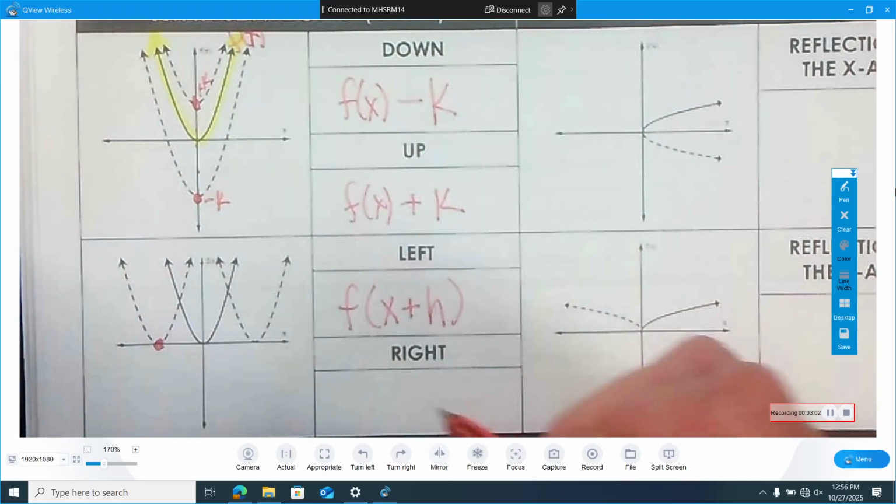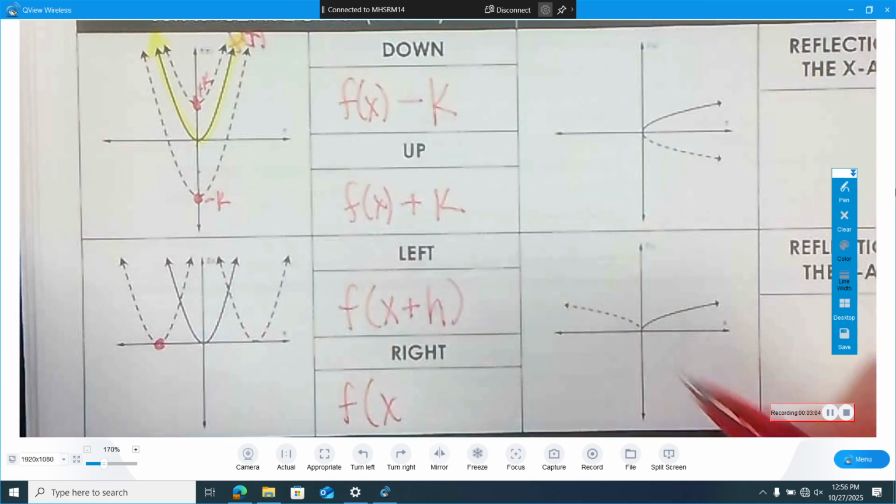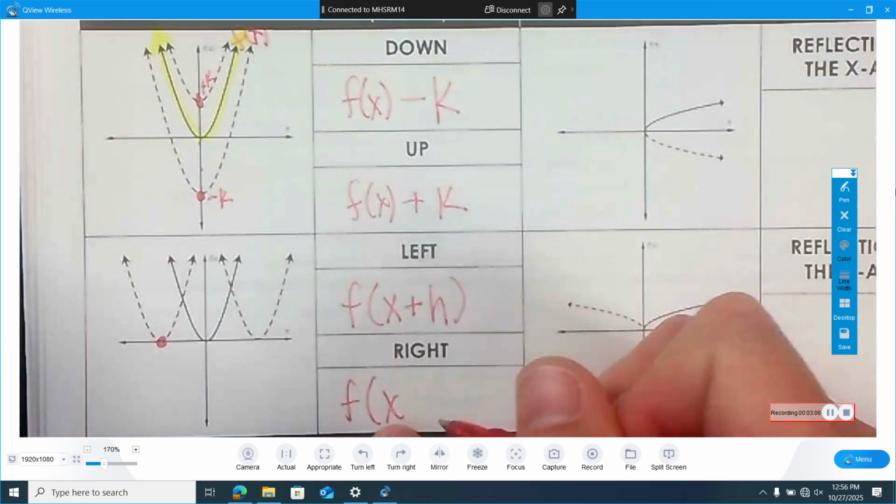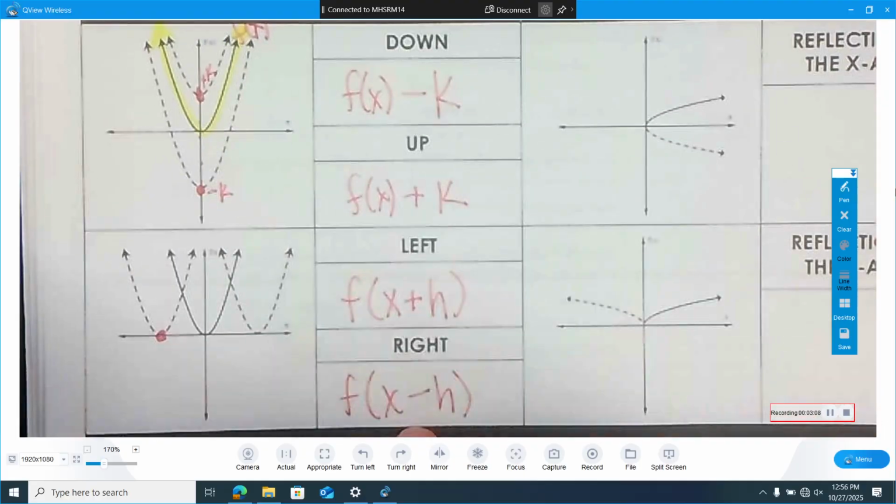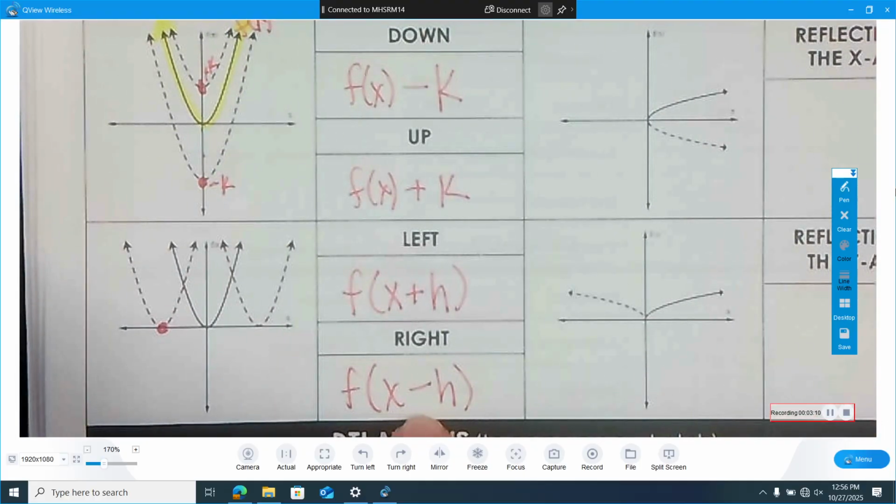And if we want to move it right, then my number would be inside. What should I write? X minus h. Yeah, everything with x is always sort of inverted. It's never normal, okay? It's never quite what it seems.